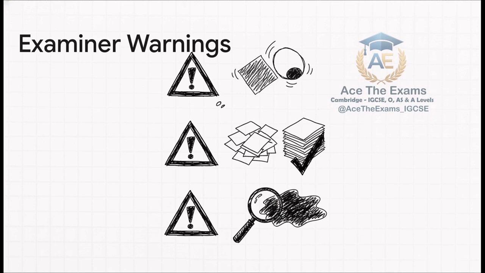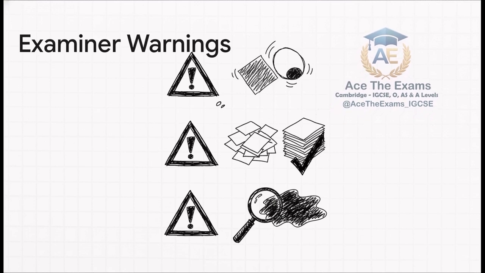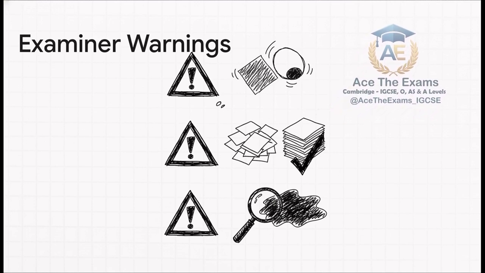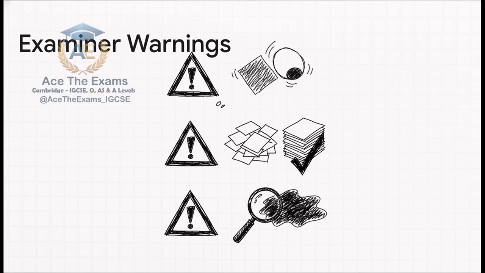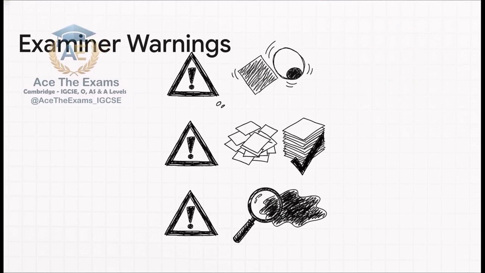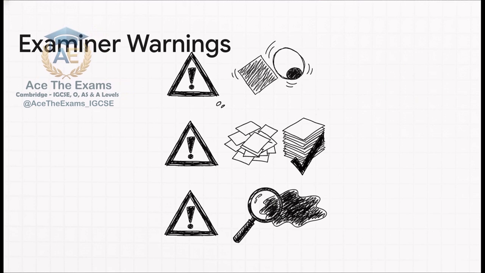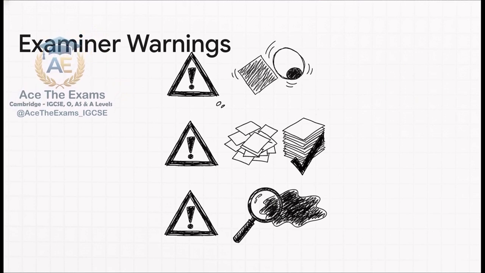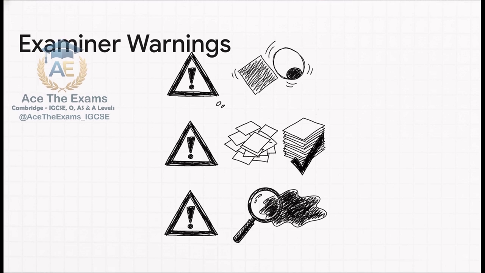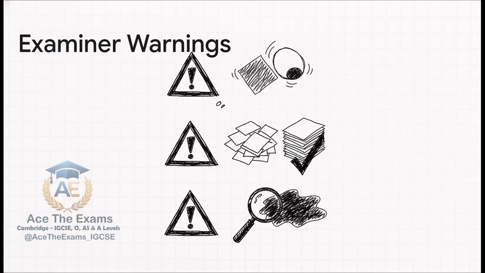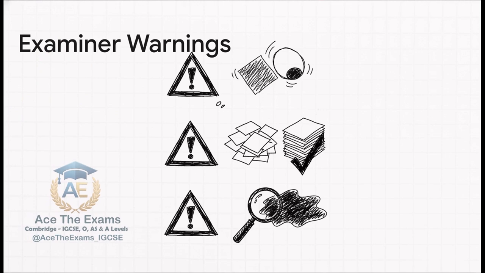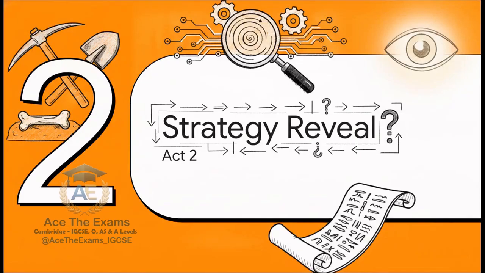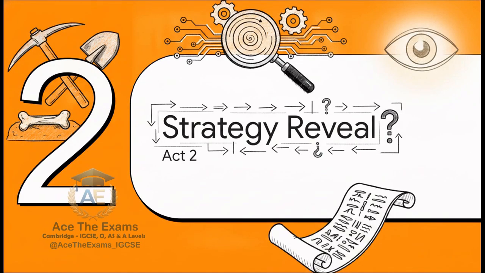And number 3, non-specific answers. Look, if the question asks you to output a warning message for a high temperature reading, writing print error is completely non-specific. Writing print warning temperature exceeds 90 degrees is specific to the context. Failing to double-check your format or failing to provide that context-specific detail literally destroys your mark potential no matter how amazing your underlying logic might be. Moving right along to Act 2, the strategy reveal.